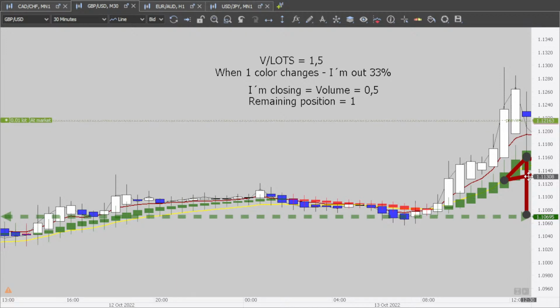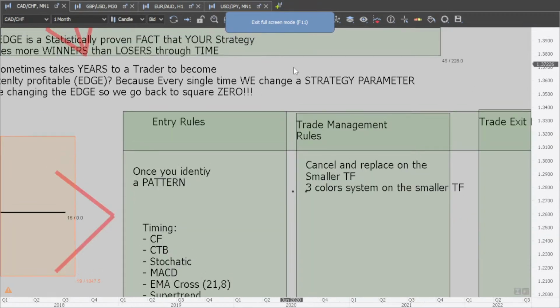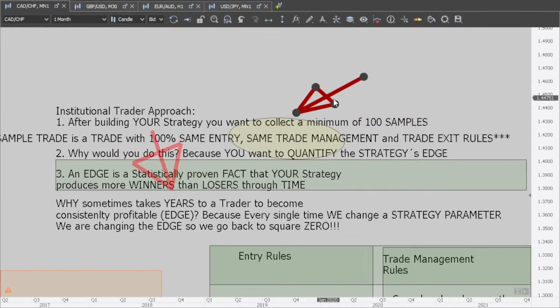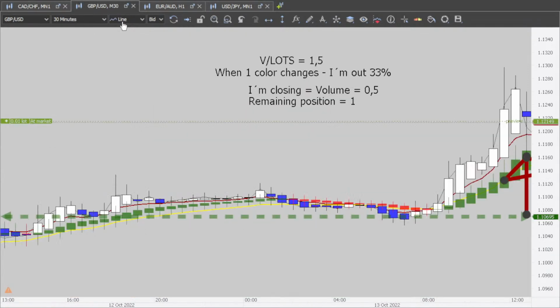Boss, can I do a mix of both? You can do whatever you want. There is no right or wrong. Just pay attention in here. 100% of the time, same entry and same trade management.